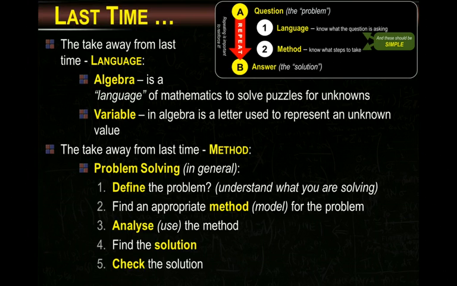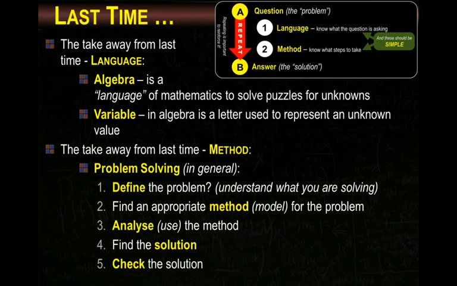Algebra is just solving puzzles. That's what it essentially means. And the key word in algebra is the variable. That's the unknown thing that we don't know. The way we write it in math is we use a letter to represent a variable.